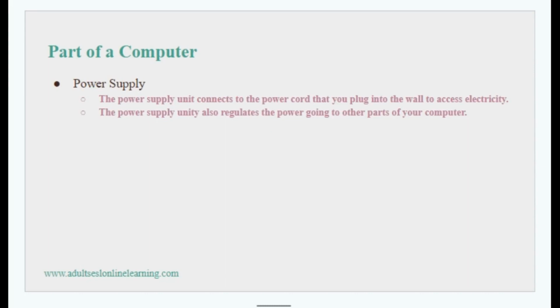Parts of a computer: power supply. Like all electronic devices, the computer needs a supply of power. The power supply unit connects to the power cord that you can plug into the wall to access electricity. The power supply unit also regulates the power going to other parts of your computer.